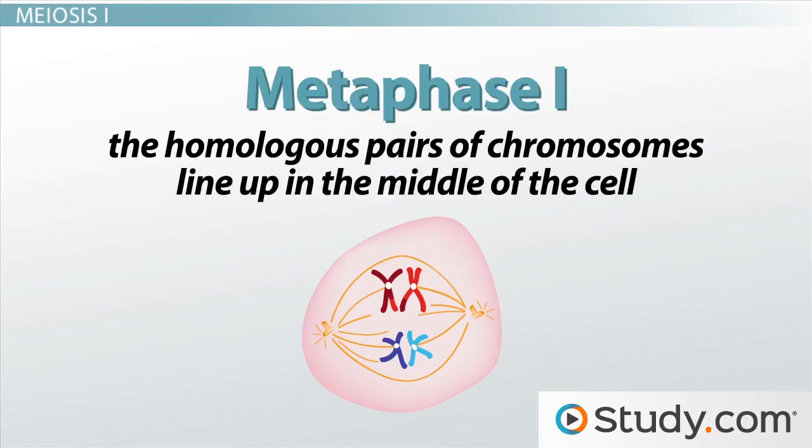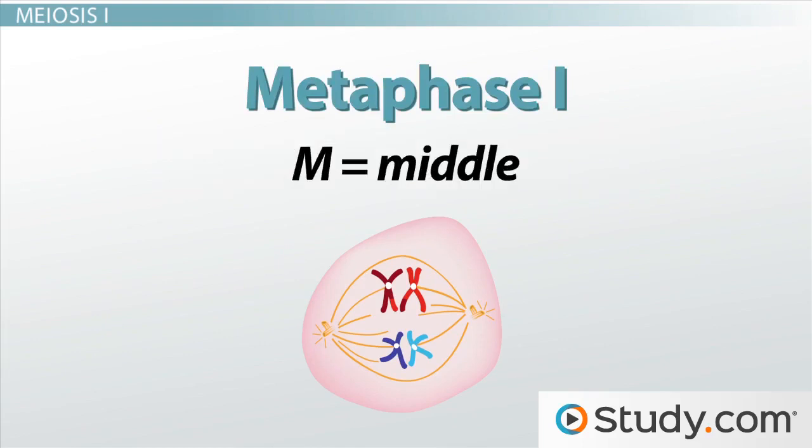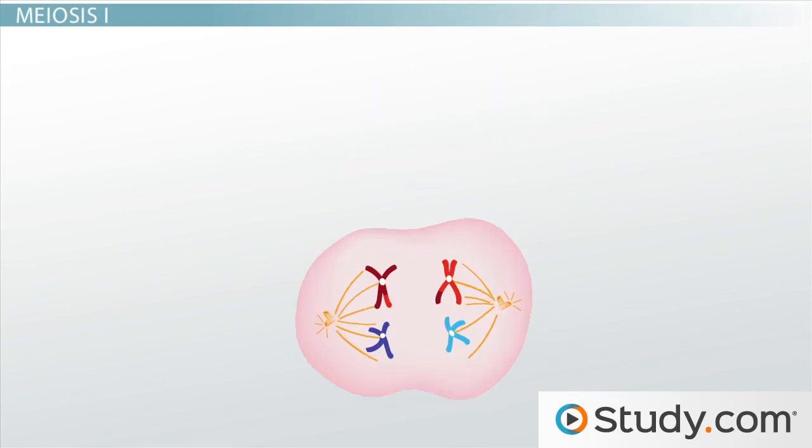Now we are ready to move into metaphase I, where the homologous pairs of chromosomes line up in the middle of the cell. Remember that metaphase and middle both start with M, and it might help you recall what is happening in this step.